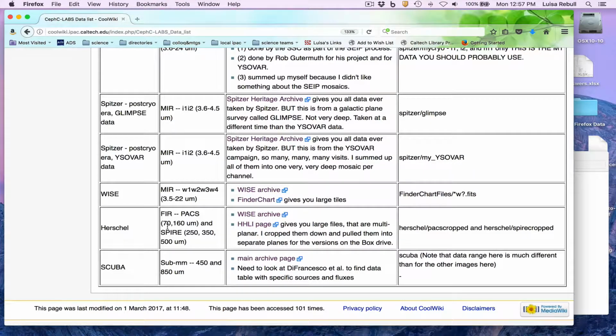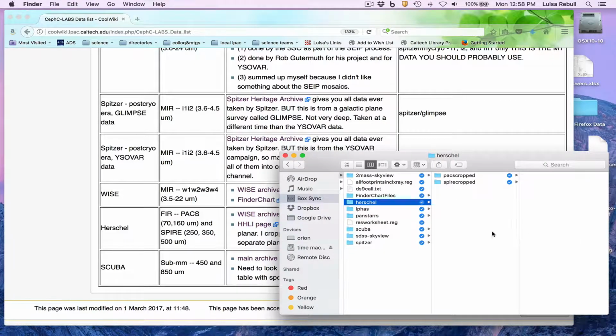Then for Herschel, we've got PACS at 70, 160 microns and SPIRE at 250, 350, and 500 microns. Now it shouldn't say WISE archive. That's not right. I should fix that. The HHLI is Herschel high-level imaging. So they give you pretty large tiles, but they've stripped off a whole bunch of infrastructure that the Herschel reduction software needs, but that you don't. And I cropped them down for you and pulled these things into just one single plain FITS file as opposed to many files because the Herschel tiles are enormous.